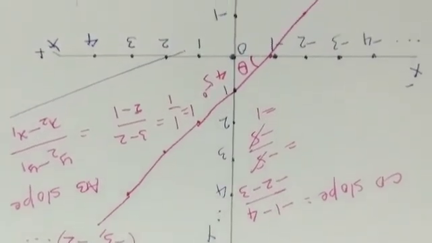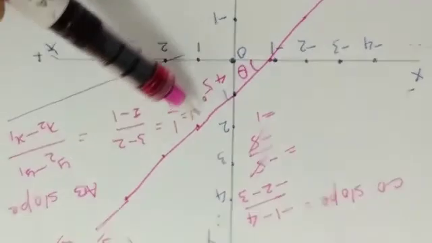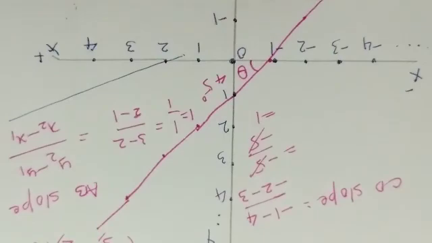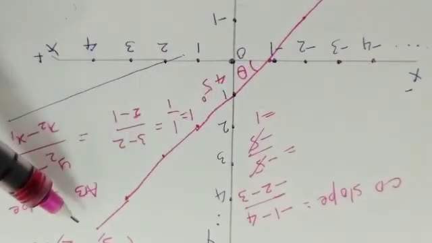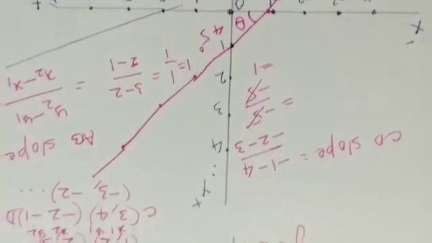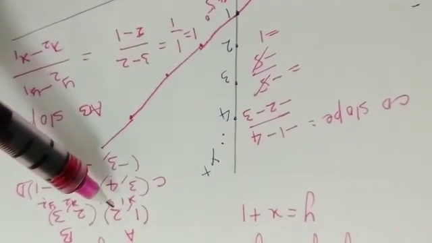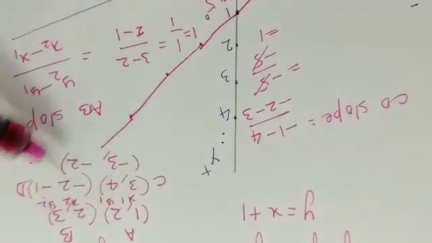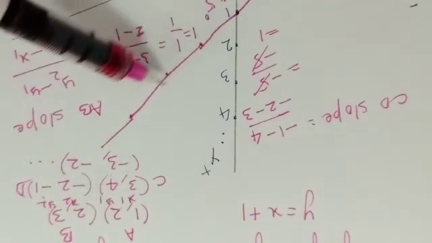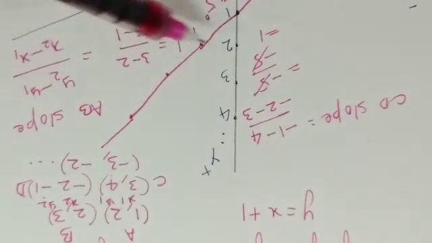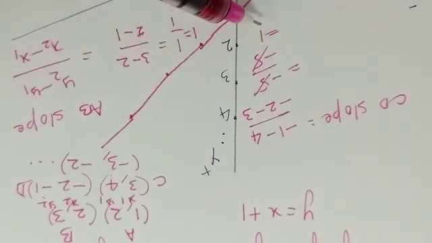Which means the slope of this line is 1. The slope of this line is 1. If you try to calculate the slope using any points on this line, you will get the same slope, 1.